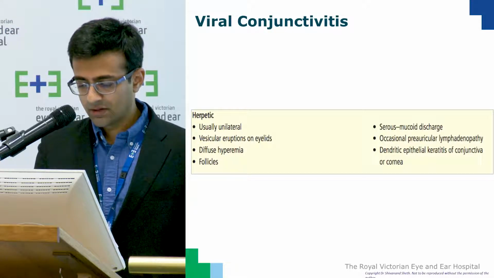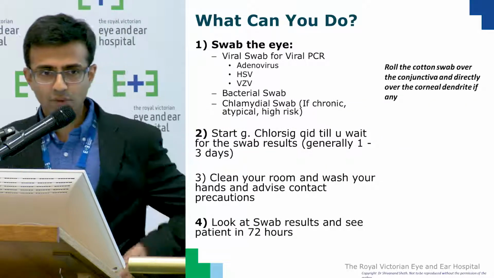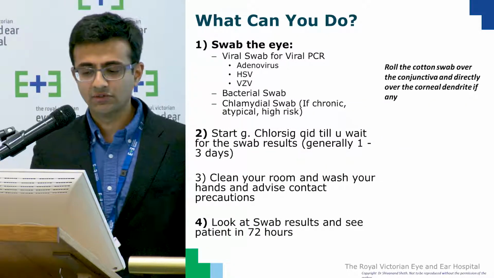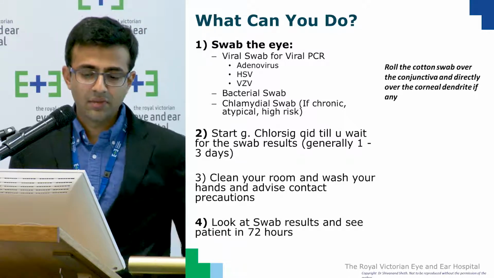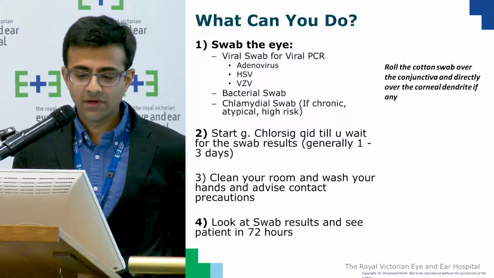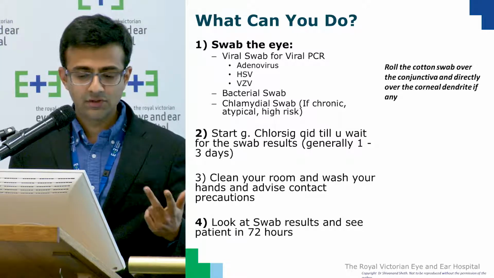Okay, and dendritic, and they can also have preauricular lymphadenopathy. So what can you do if you see a patient with a red eye, you're suspecting conjunctivitis? The first thing is swab the eye and send the viral swab for a viral PCR, a multiplex viral PCR. That looks for adenovirus, HSV, and VZV.